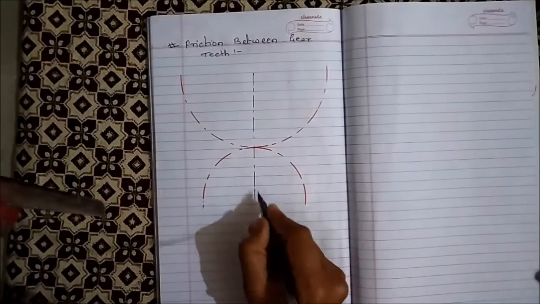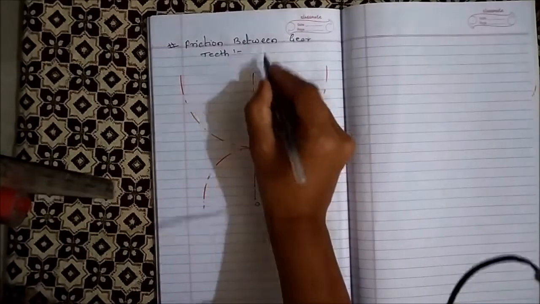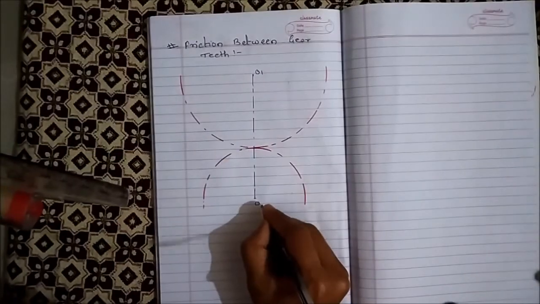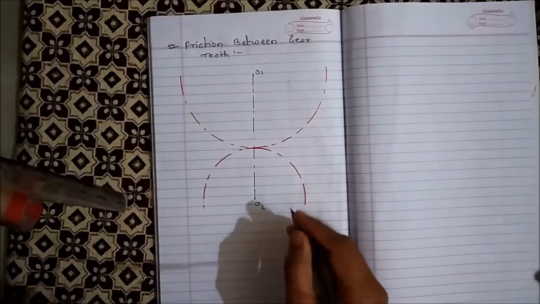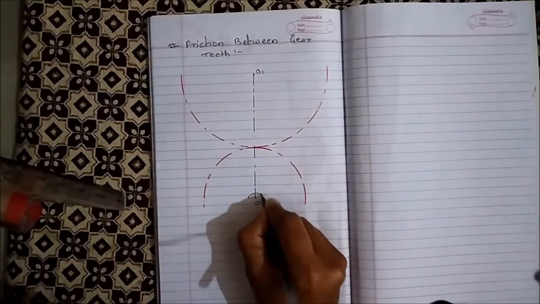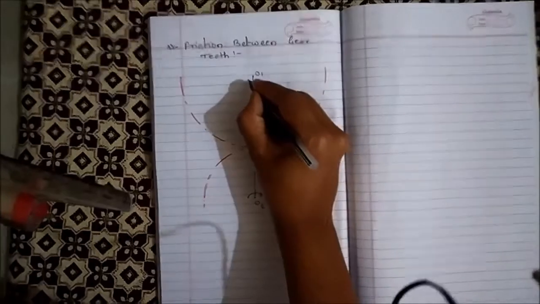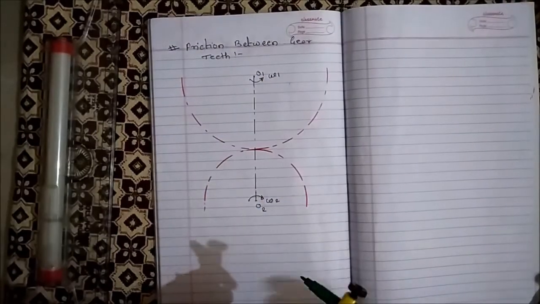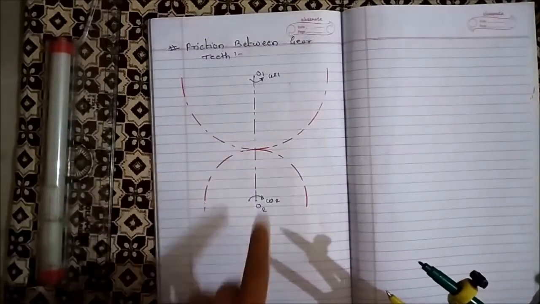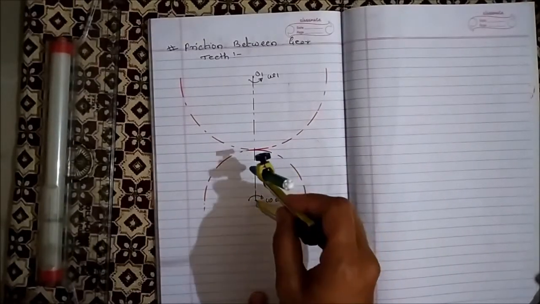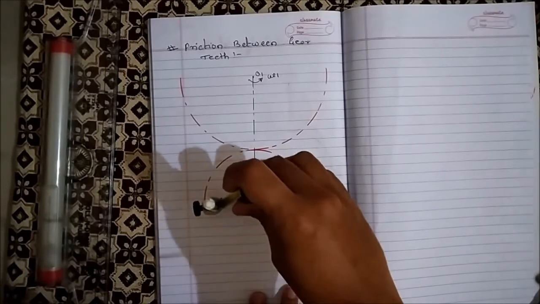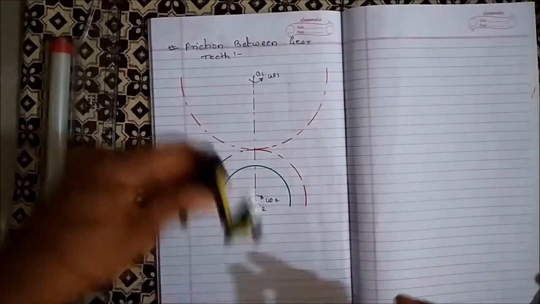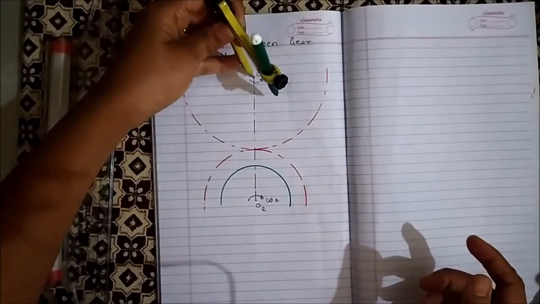So here we have gear 1 with center O1 and gear 2 with center O2, having angular velocity omega 2 and here is omega 1. This red circle represents the pitch circle of gear 1 and 2. Let me draw the base circle for gear 1 and 2.